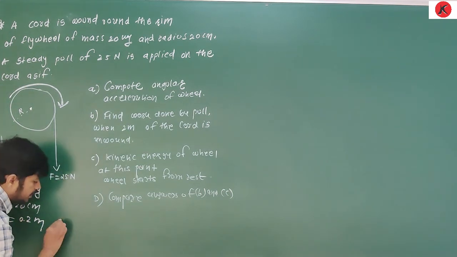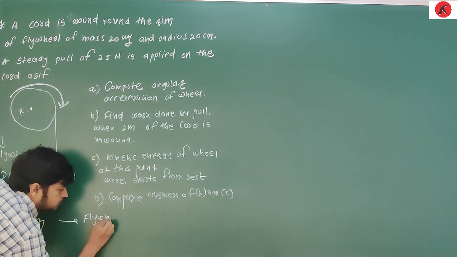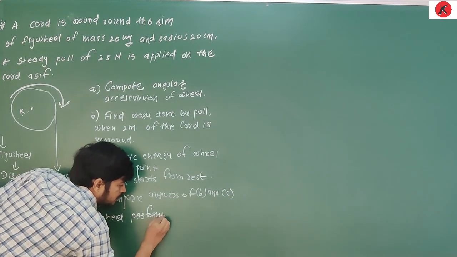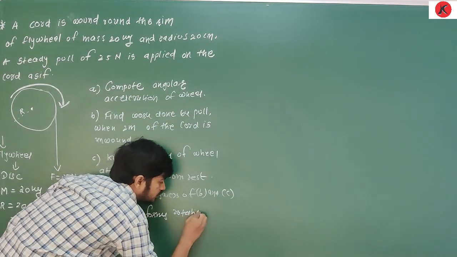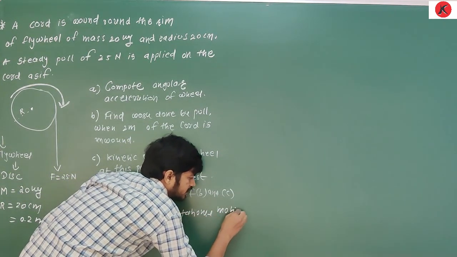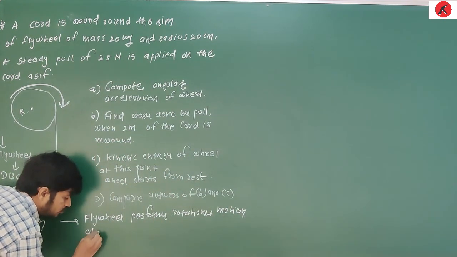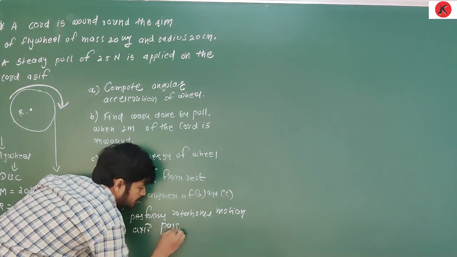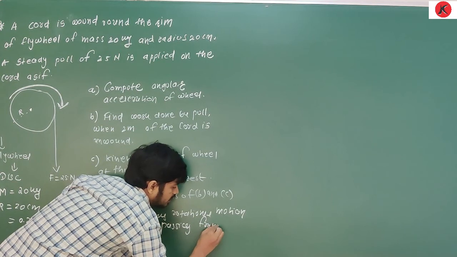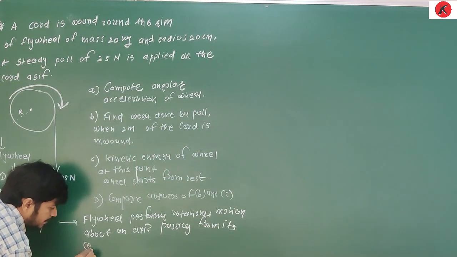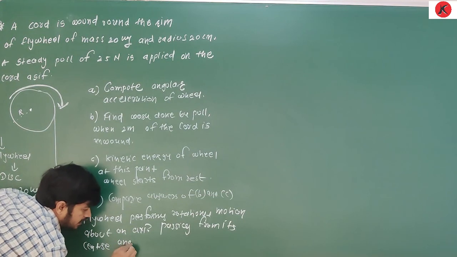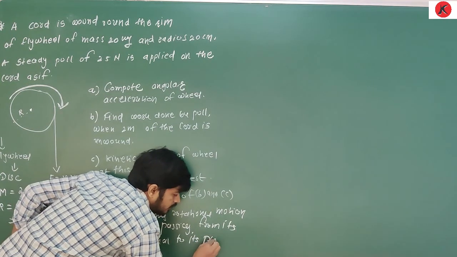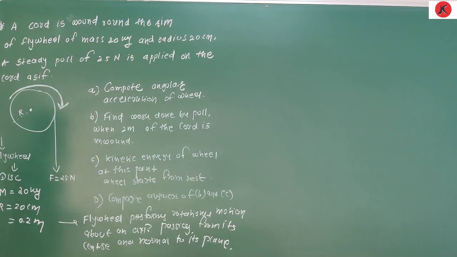Okay, so first thing here, the flywheel performs rotational motion about an axis passing through its center and normal to its plane. So it is the first statement.